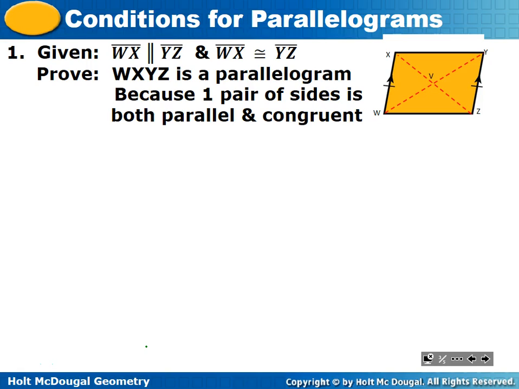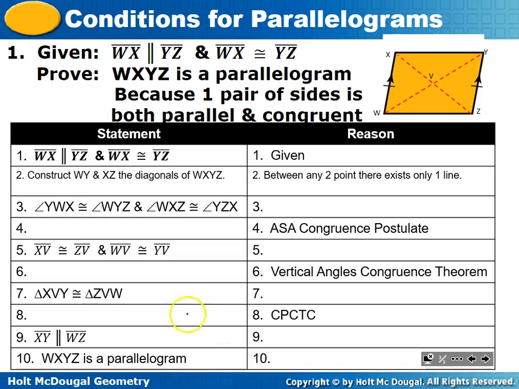So number 1 here says, given that WY is parallel to YZ and WX is congruent to WZ, prove that WXYZ is a parallelogram because one pair of sides is both parallel and congruent. So now we're proving that it is a parallelogram given the information that one pair of sides is both parallel and congruent. So our first piece of information here was given, and then we're going to construct again a line, some diagonals basically, in the drawing.